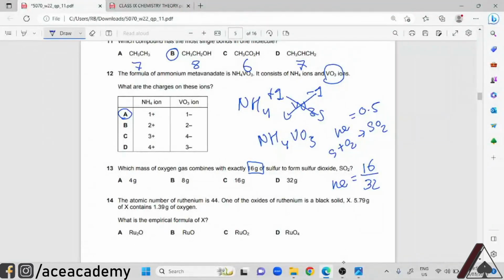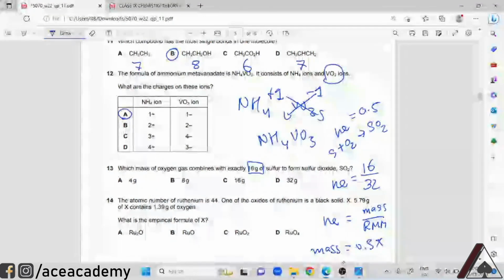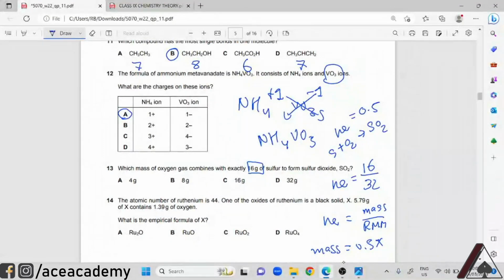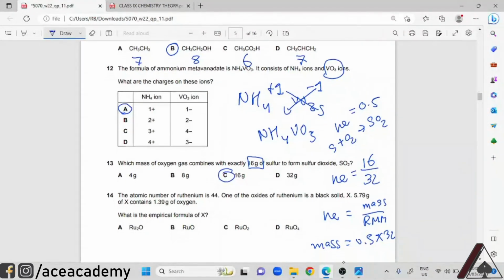And we know that for oxygen the mole shall also be 0.5, and mass divided by RMM gives us mass equals 0.5 multiplied by the RMM of oxygen, which is 16 multiplied by 2, 32, and half of 32 is 16. Option C is the correct answer.